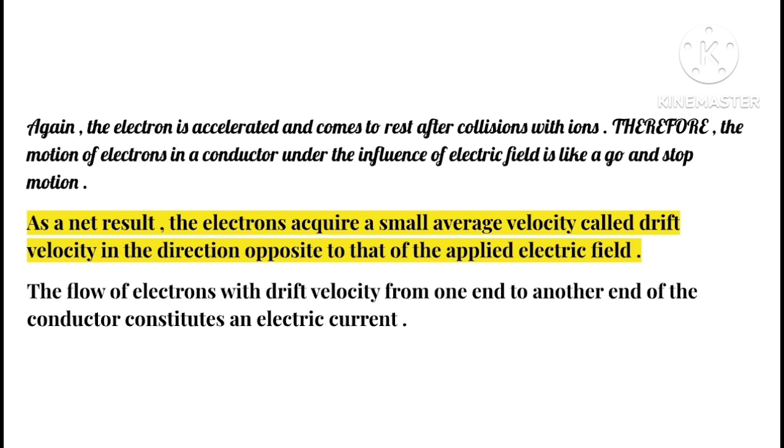As a result, the electrons acquire a small average velocity which we call the drift velocity, in which the electrons get drifted from one portion to another, but always in the direction opposite to that of the applied electric field. Flow of electrons with drift velocity from one end to the other end of the conductor makes an electric current in a conductor.